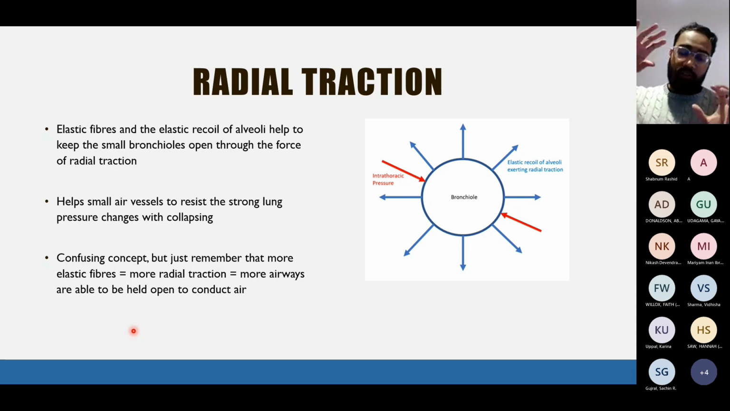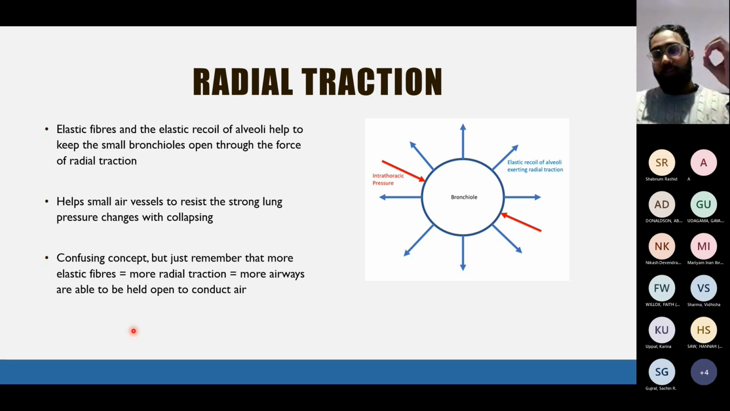So if you think of the tube of the bronchiole and you think of loads of little elastic fibers coming off it, and they pull the bronchiole open. So the elastic forces of the alveoli and surrounding fibers keeping the bronchiole open, that collectively is what radial traction is. It's important to know about it because loss of radial traction is a prominent feature in one of the conditions we're going to talk about later.